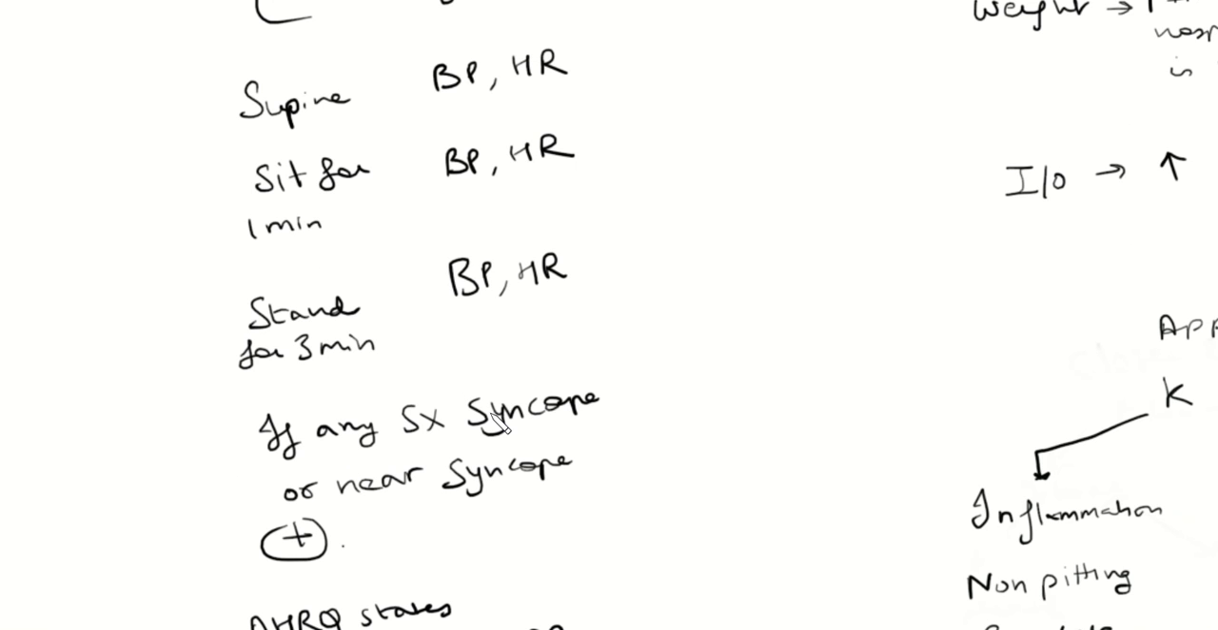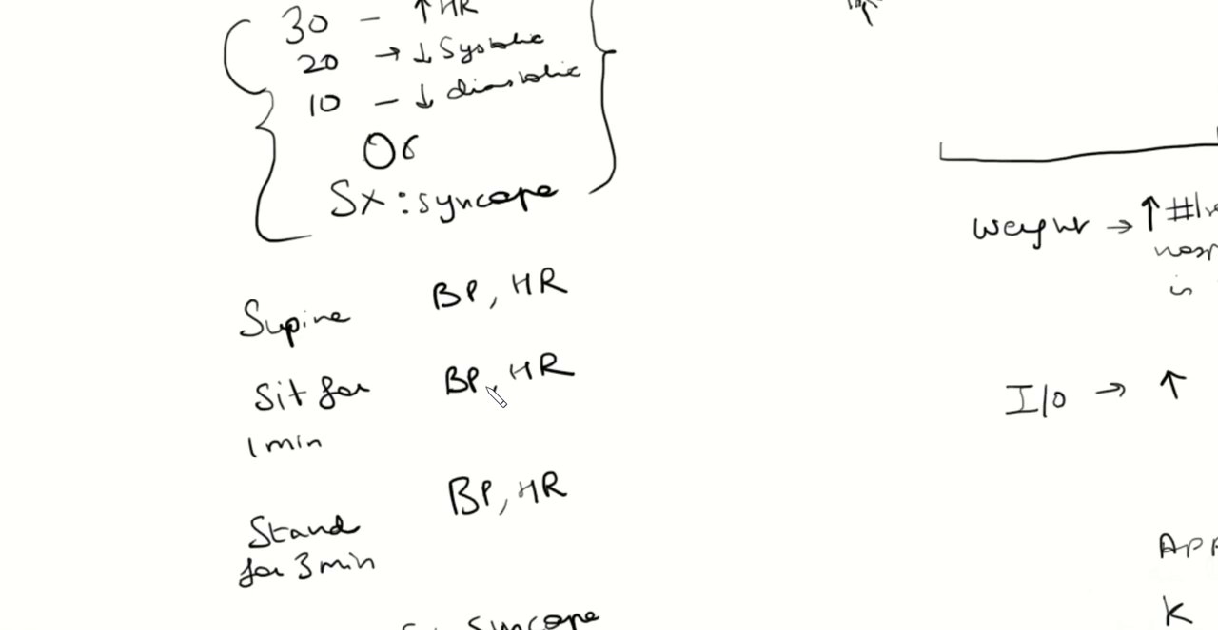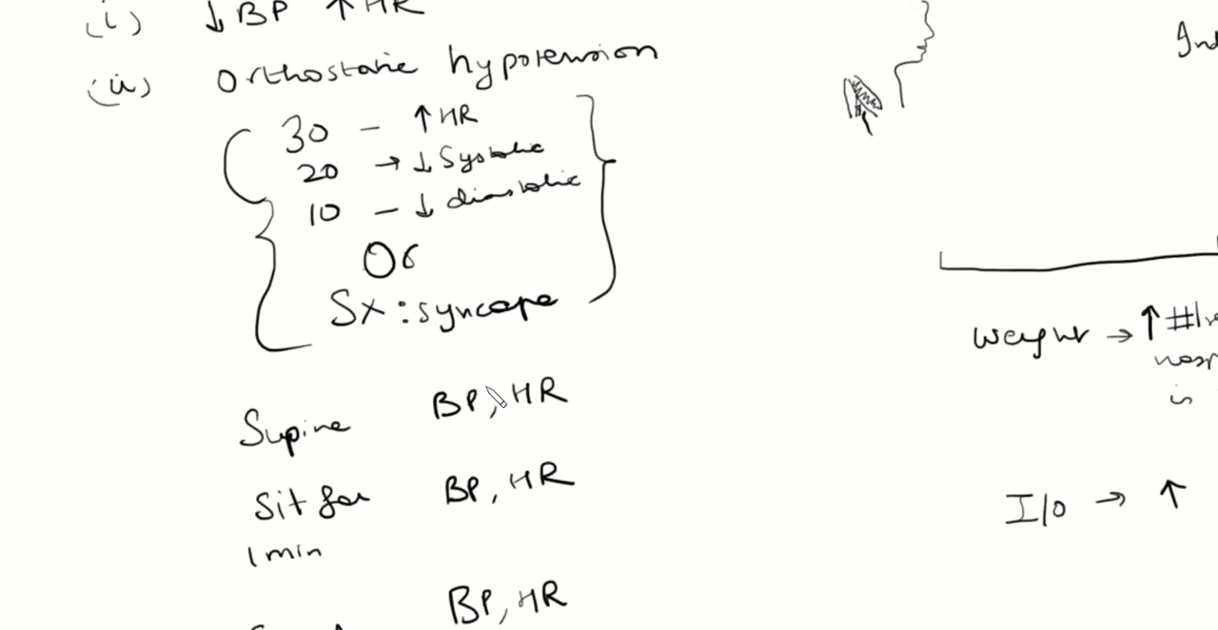If the patient has signs of syncope or near syncope, meaning they're going to say they're going to pass out, or they do pass out, regardless of whether they're sitting or standing, that is a positive test for orthostatic hypotension.